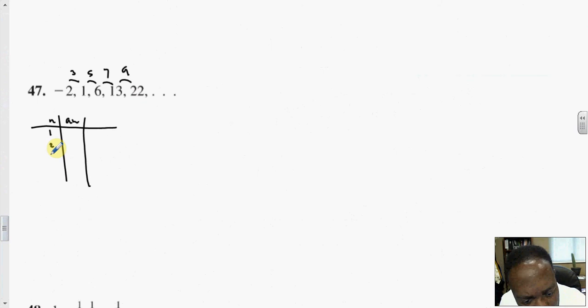So start off with 1, 2, 3, 4, 5. The first term here is negative 2. The next one is 1. We get 6, 13, 22. So now I don't know what to do with the negative 2 and the 1. But the 6, I can look at how I can get 6 from the 3. So I'm going to start here and say this is 3 plus 3. Then the 4, I'm going to say 4 plus 4 plus 4 is 12, then plus a 1. The 5 and the 22, I'm going to write everything in terms of n, because the user is inputting the n, right? Most important. So I want to write about that.